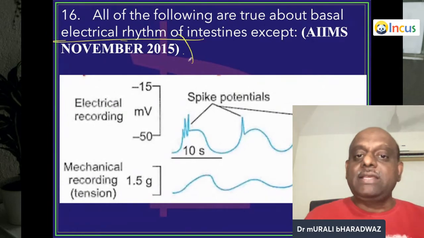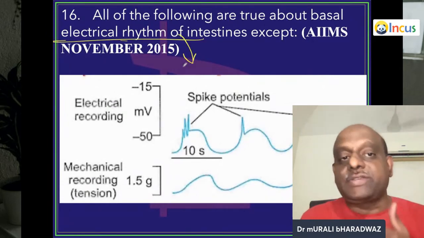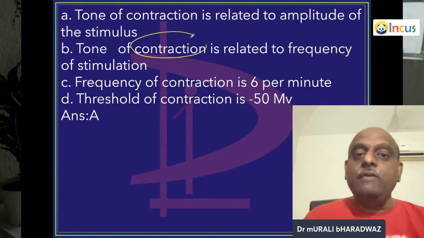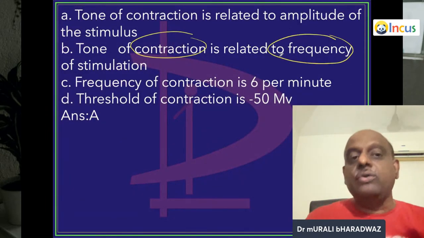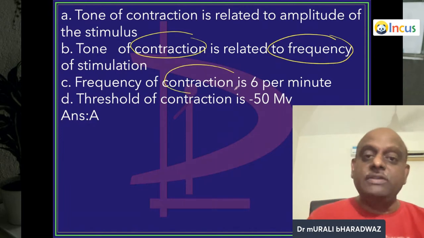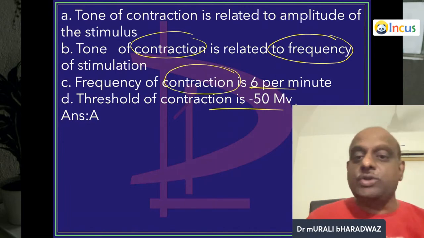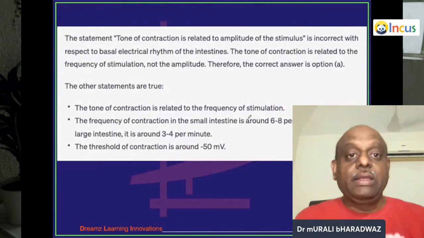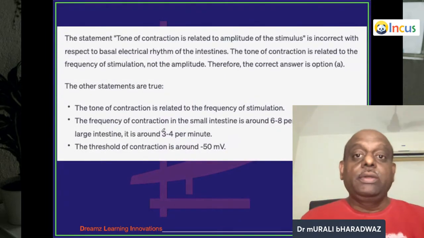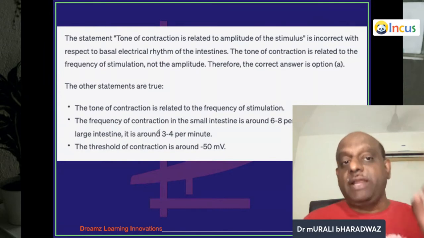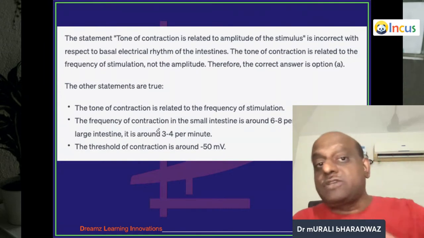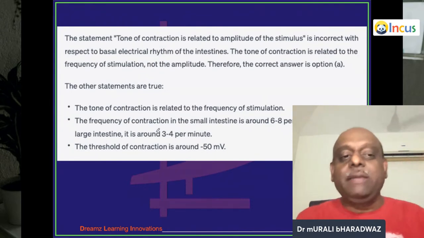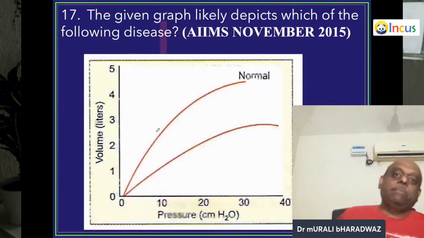You are seeing the basal electrical rhythm of intestine. What is true about it? The tone of contraction is related to frequency. Frequency of contraction is 6 per minute. Threshold of contraction is minus 50 millivolts. So tone of contraction is related to frequency of stimulation, not the amplitude. That is a very important point that you need to remember.